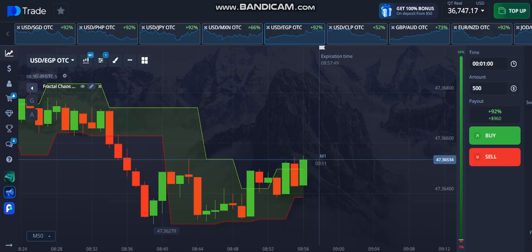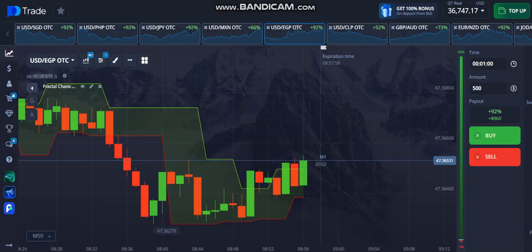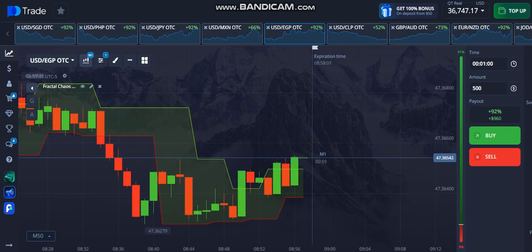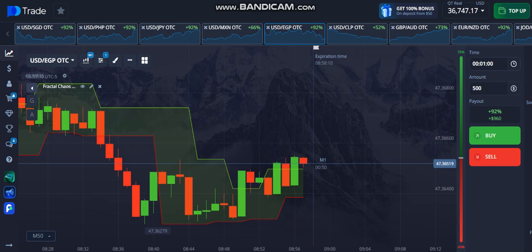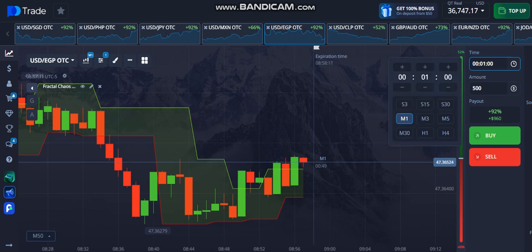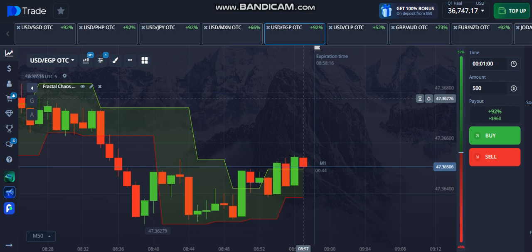If I go into the indicator settings, it's set to period 2, which is the default setting. So we're going to keep the default setting for the indicator. For my candlestick chart, I'm going to be setting them to 1 minute regular Japanese candles. And for my trade timer, I'm also setting it to 1 minute. So I'll be looking at 1 minute candles while taking 1 minute trades or 60-second trades. So I'm going to pause the video and look for some setups.